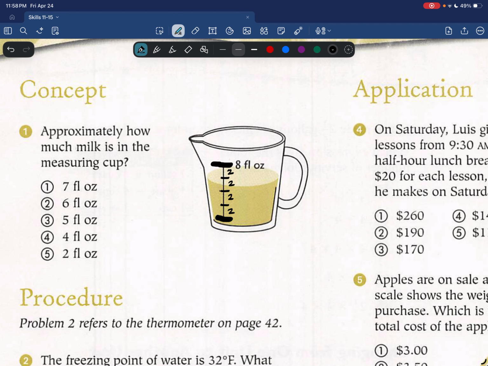So we have 2, 4, but not quite to 6. You've got this line between those. So this is about 5 fluid ounces. It's not all the way up to that third interval line.